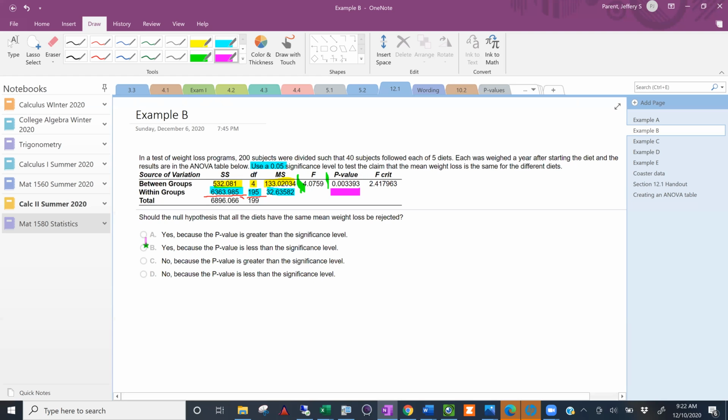So should the null hypothesis that all diets have the same mean weight loss be rejected? And the answer is yes, because the p-value is less than the significance level. Yay. Okay, so you're going to reject that mu1 equals mu2 equals mu5, et cetera, in favor of the alternative that at least one of them is different. And that's as far as you can go with it, at least as far as we're going to go with it in this class.